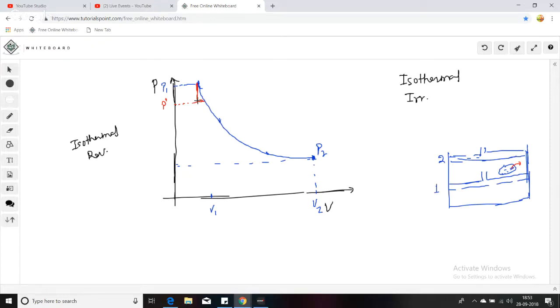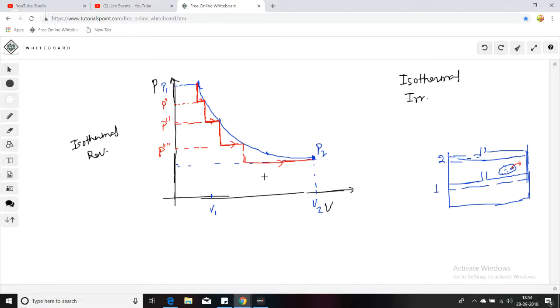Again you remove sand particles, from here the pressure decreases, and in this course expansion takes place. This is, suppose, P double dash. Again you decrease the pressure, it comes down here, and again in this course some expansion takes place like this. And this pressure is, suppose, P triple dash. Finally, if the pressure becomes P2, the expansion will be like this.